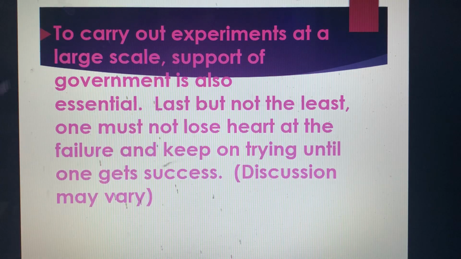Last but not the least, one must not lose heart at failure and keep on trying until one gets success. Fine, this is a quote basically that one must not lose heart at the failure. When you get fail, do not give up. Never lose hope. Do not ever give up. Keep on trying. Fine, keep on trying. One gets success. Till the time you do not get the success, till the time you did not achieve your goal, keep on trying. Fine.